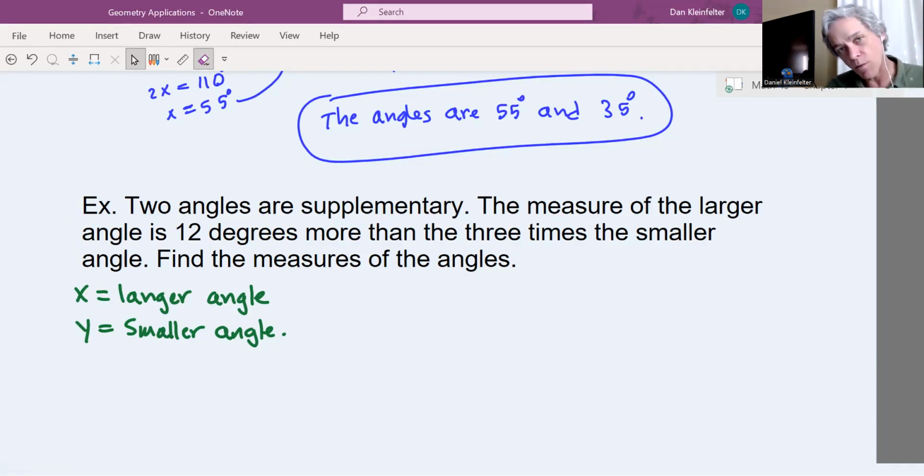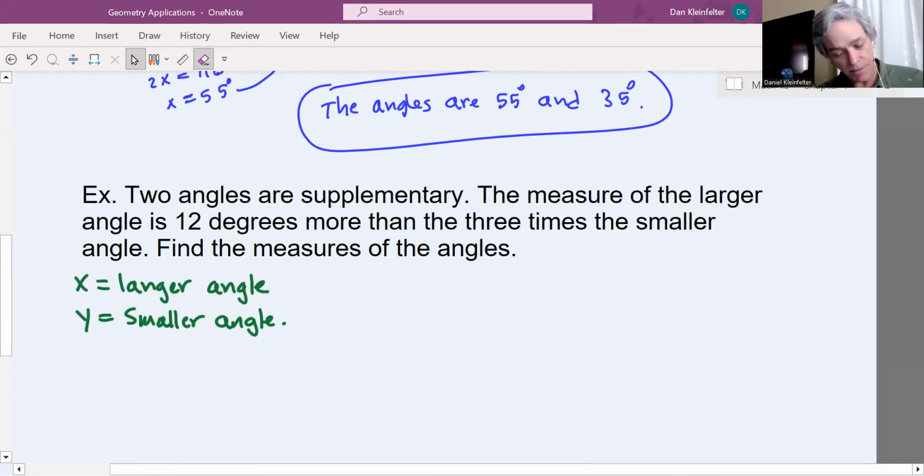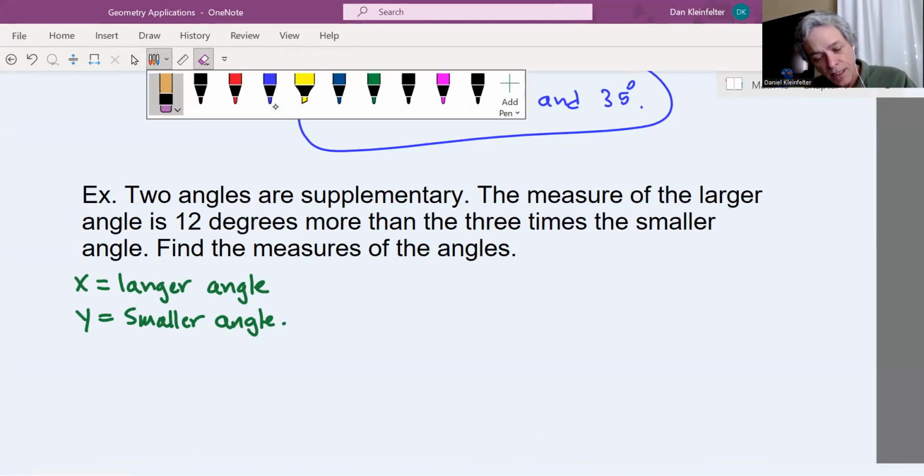So on this one, I was more specific about what the variable names would be. Before, I just said let x and y be the two angles. This one, I was more specific about it because the problem refers to larger angle and smaller angle. So I figured we should give a name for each one. So x will be the bigger one, y will be the smaller one.